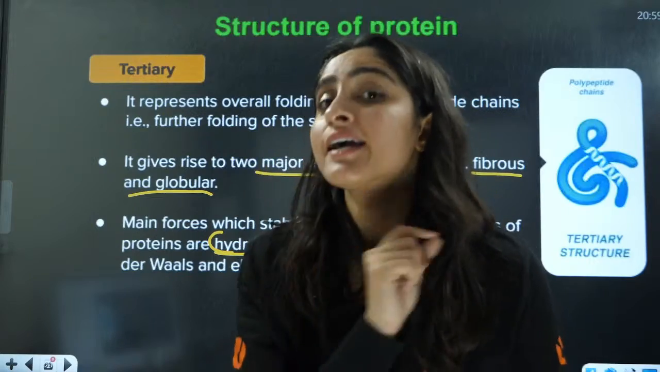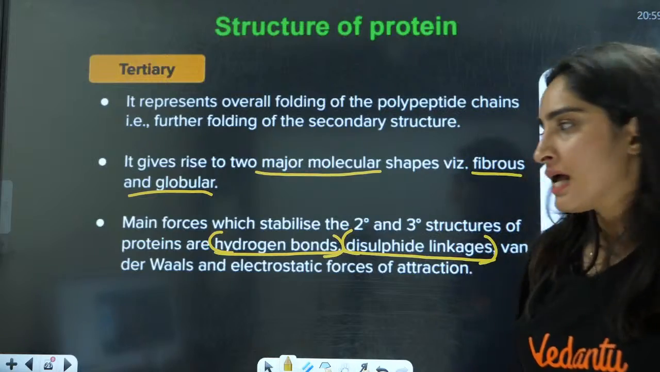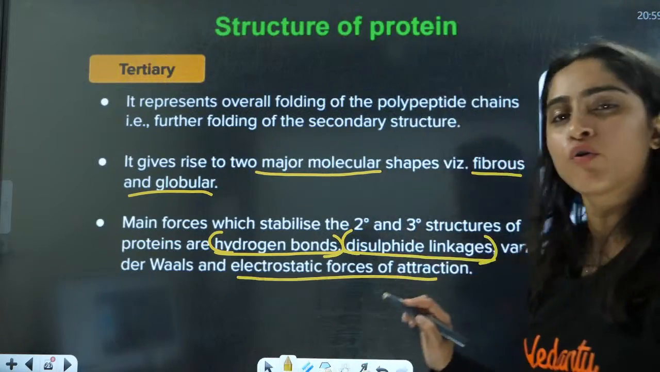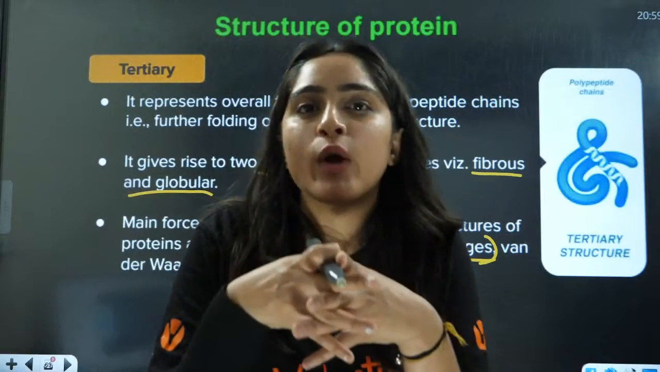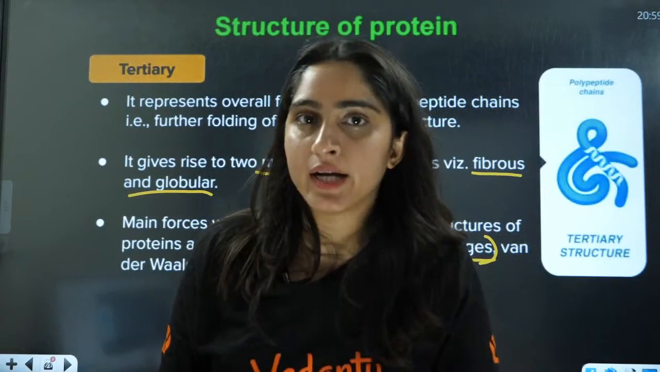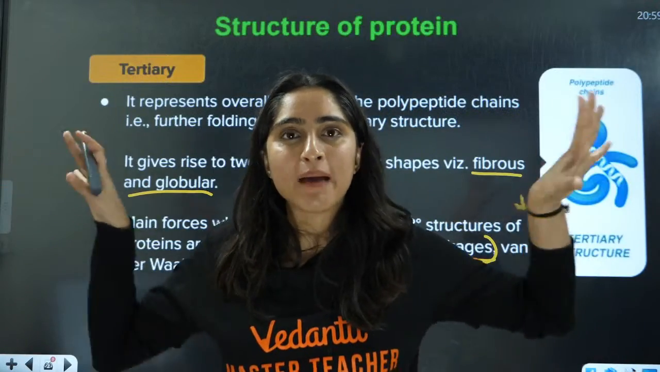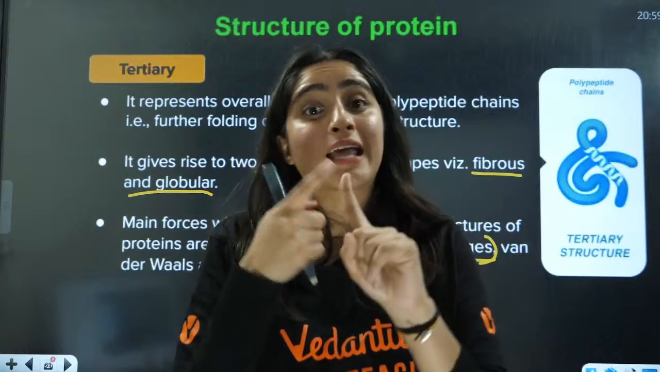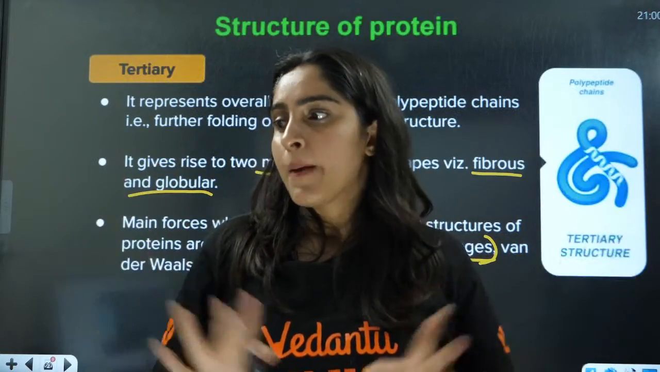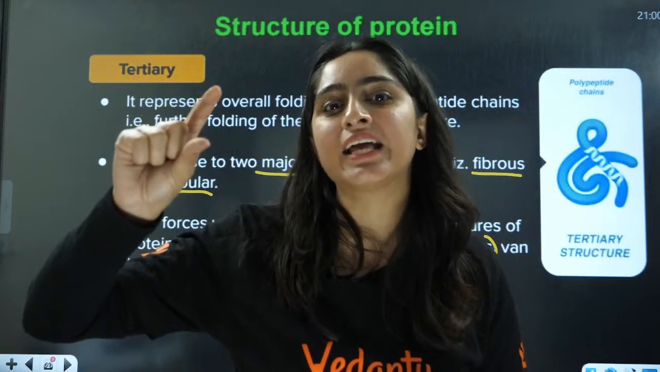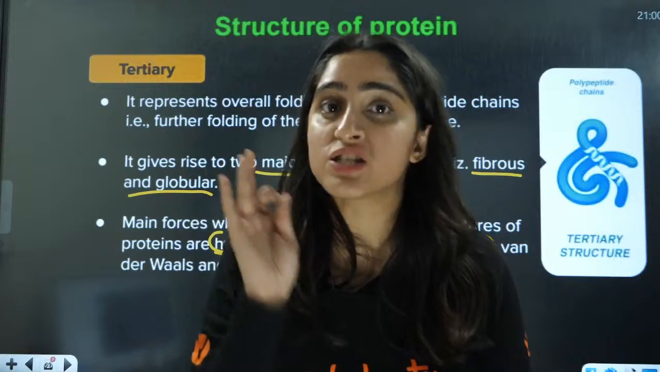The secondary and tertiary structures are stabilized by hydrogen bonding and disulfide bonds, van der Waals forces, and electrostatic forces of attraction. These are the things that hold them together. Now if you denature it, the primary structure is not impacted. Primary structure stays intact. The secondary and tertiary structures go away. But the primary, the peptide linkage, even after denaturation, nothing happens to the primary structure here.